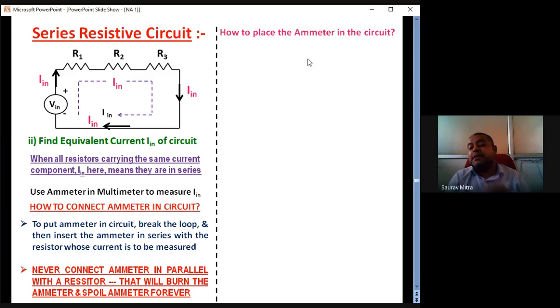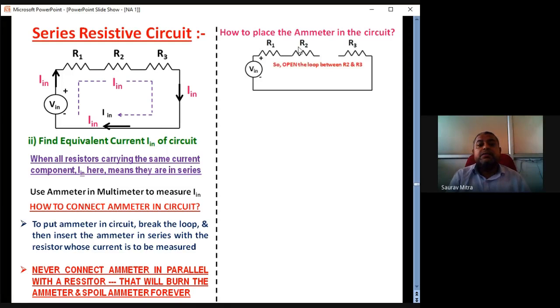How to place an ammeter in the circuit? That is the main important point. So I told you there are 4 joints. Between Vin and R1 there is a joint. All those joints you are making by simply connecting wires. So you are connecting this Vin to R1. Remove that wire, that connection you remove, and then you place the ammeter there. So how to do it? First, R2 and R3, let's say. R2 and R3, there is a joint between them.